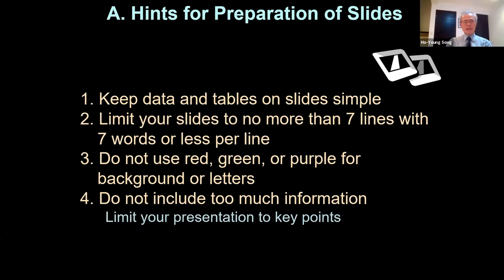keep data and tables on slides simple, meaning limit your slide to no more than 7 lines and 7 words or less per line. Do not use red, green, or purple for background or letters, and do not include too much information. Instead, limit your presentation to key points and leave the fine details for publication.